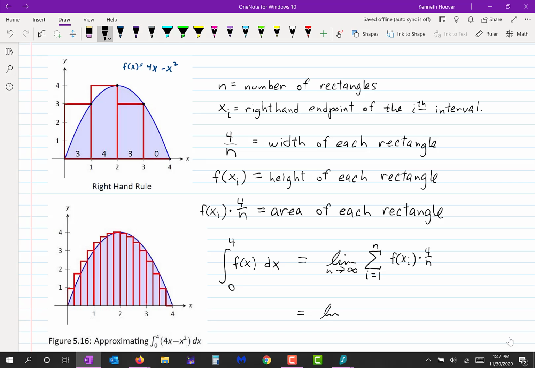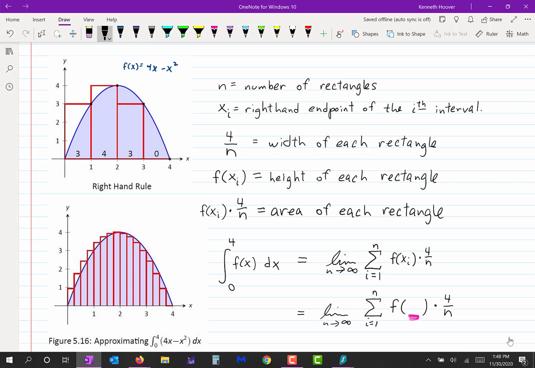So we would have the limit as n goes to infinity of the sum, i goes from 1 to n, f of, now we'll need to figure out what number goes right there. But once I figure that out, I will plug it into f, and then I will multiply times 4 over n. Okay, so let's figure out that number that goes in the parentheses. It's x sub i, which means the right-hand endpoint of the ith interval, right?